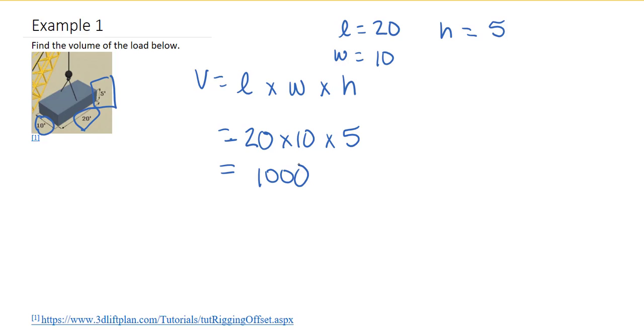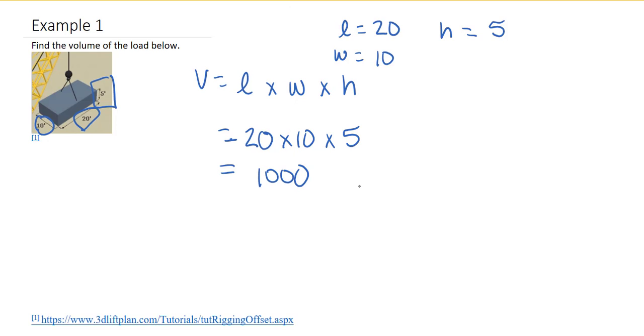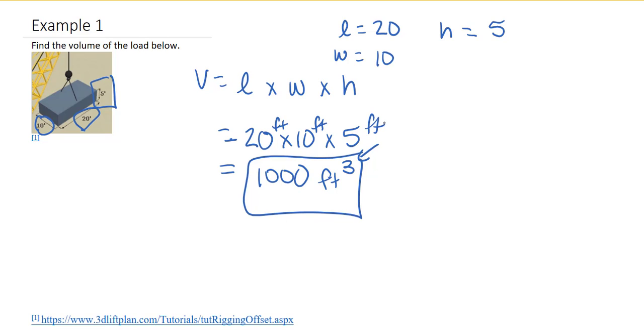And if you aren't sure about that math, let's get our calculator. 20 times 10 times 5 equals 1,000. And this is feet cubed. So something that's really important is our units. Because it's volume, it's cubic, so it's to the third power. Because if you think about it, you have feet, feet, and feet. Really, exponents just show that feet to the third means feet times feet times feet. That's what that means.